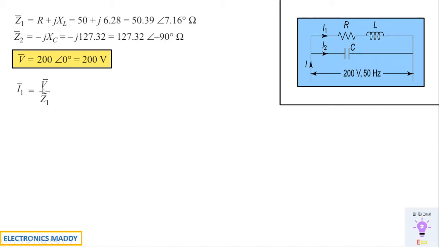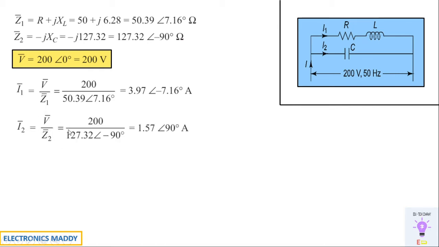Since the angle is not specified, you will be assuming it to be equal to 0. So I1 bar is equal to V bar by Z1 bar. Substitute the values, and you will be getting 3.97 at an angle of minus 7.16 degrees amps. I2 bar is nothing but V bar by Z2 bar. Since the voltage remains constant, we can directly write V bar by Z2 bar. Substitute the value of V bar and the value of Z2 bar found earlier, and you will be getting 1.57 at an angle of 90 degrees.